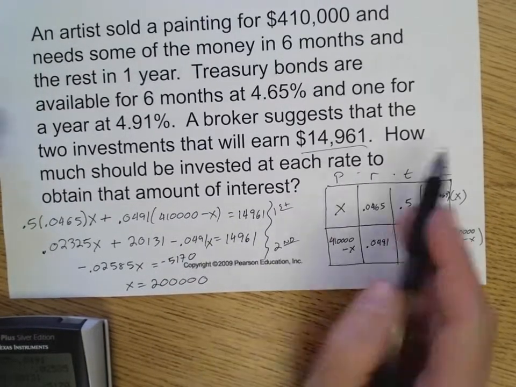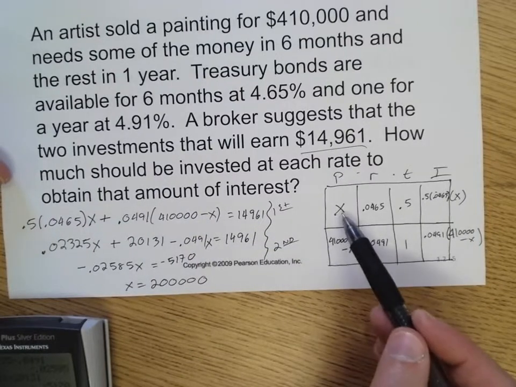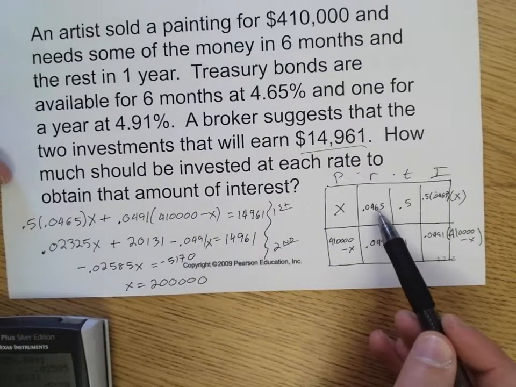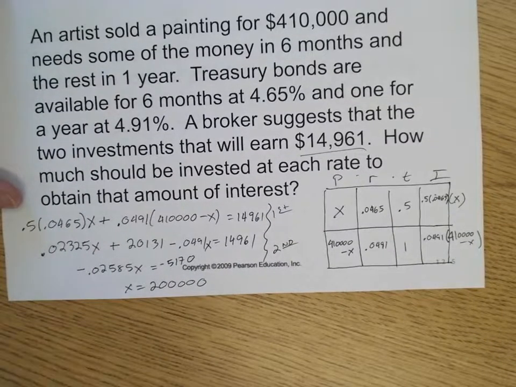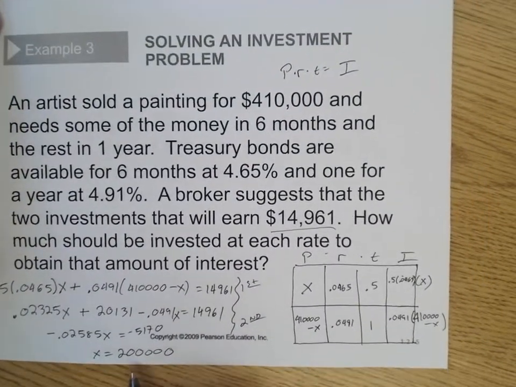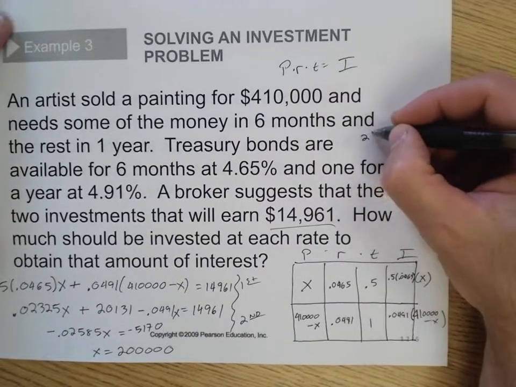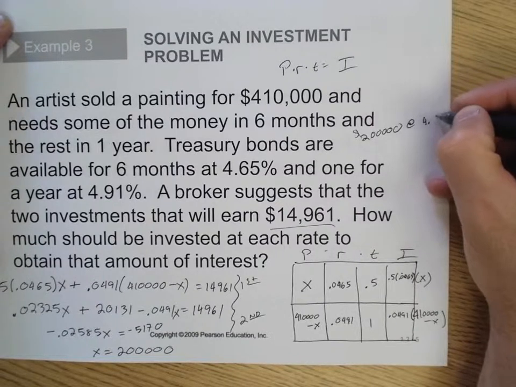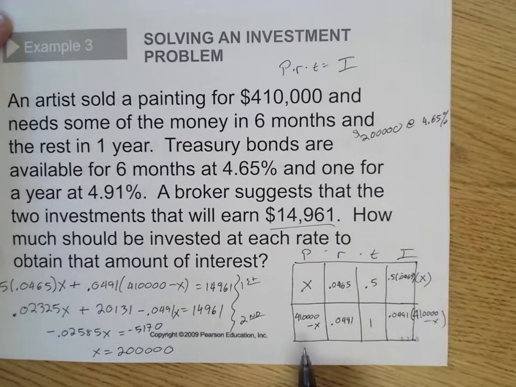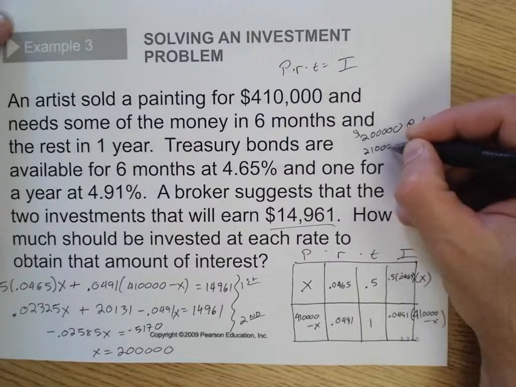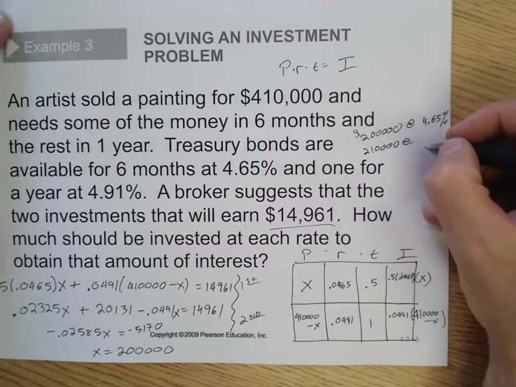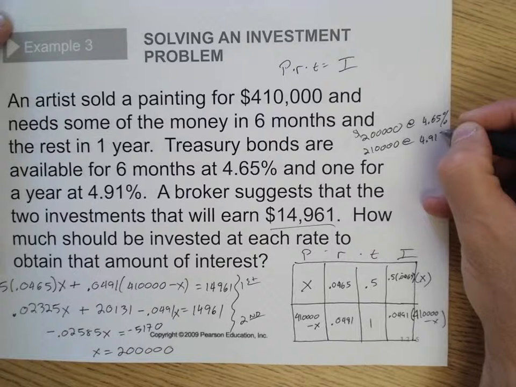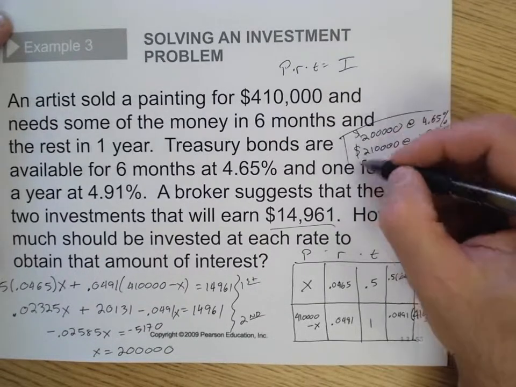Okay. So how much should be invested at each rate? Well, the x is 200,000. That's at the 4.65%. So make sure you write your answer specifically about how much at each rate. So it's going to be $200,000 at 4.65%. And then the second one, 410,000 minus 200,000 is 210,000. So 210,000 at 4.91%. And that's it.